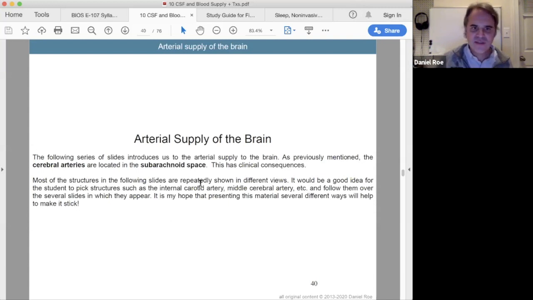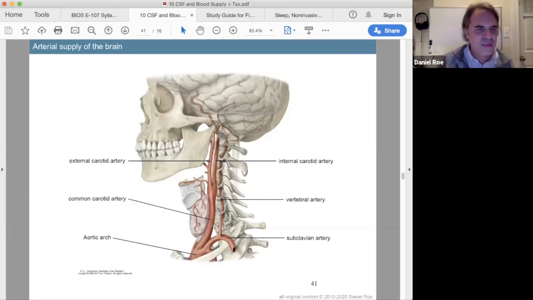So most of the structures in the following slides are shown repeatedly. So let's pick an artery and follow it. So here we have the aortic arch. On the left side, the common carotid comes off, bifurcates into an external and an internal carotid artery. And of course, there's one on each side. And it goes on up, does this curious jog at the cavernous sinus. And this is where the circle of Willis starts, right there. So that's one of two major blood supplies to the brain.